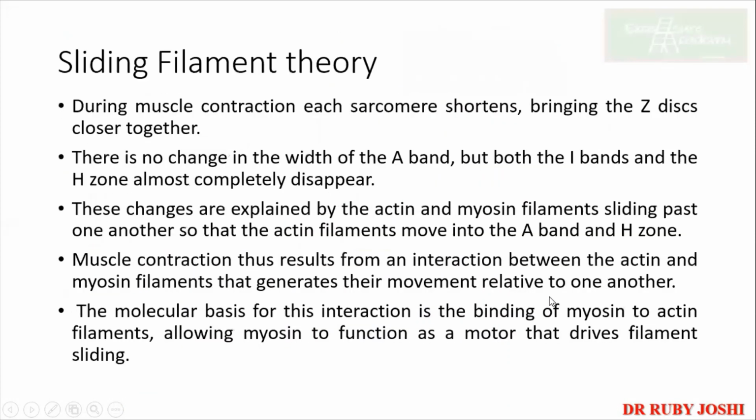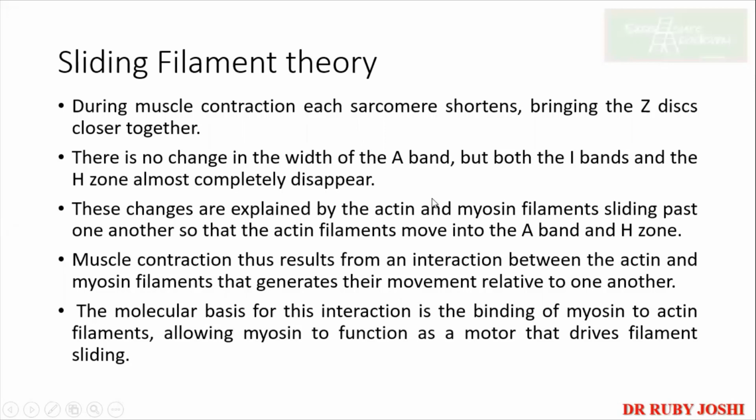Okay, now the sliding filament theory. This theory tells how myosin helps in the contraction. During each muscle contraction, each sarcomere shortens, which brings the Z discs together. There is no change in the width of the A band, but both the I bands and the H zone almost disappear. These changes are explained by the actin and the myosin filaments sliding past one another, so that the actin filaments move into the A band and the H zone.